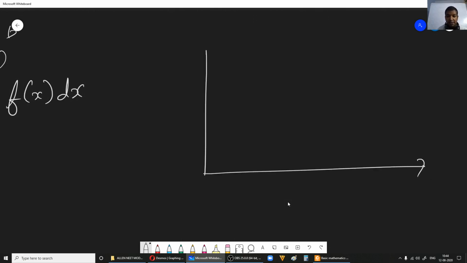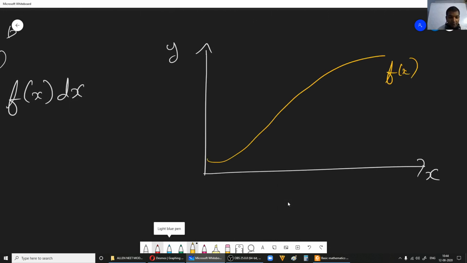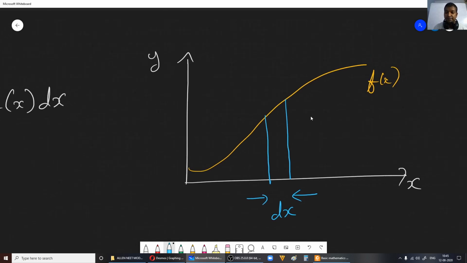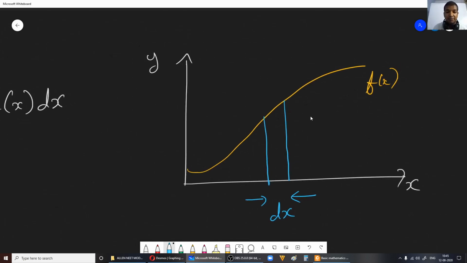So say this is x and y, and this is a function of x. What we'll do is take a small strip whose width is dx. Here comes the important part. While writing on this board, I can show dx as very large, but in your imagination you must consider that it is very small. Its value is close to 0, but it is not 0.